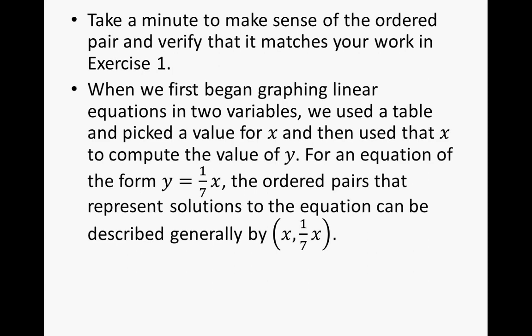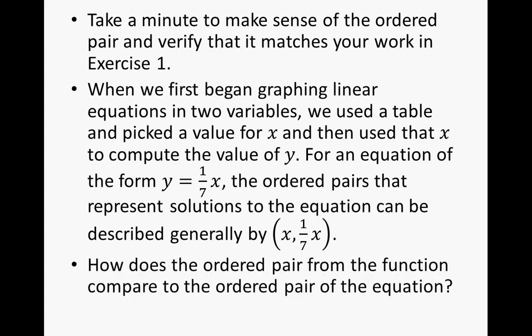When we first began graphing linear equations in 2 variables, we used a table and picked a value for x and then used that x to compute the value for y. For an equation of the form y equals 1/7 x, the ordered pairs that represent solutions to the equation can be described generally by x and 1/7 of x. Why? Because y is equal to 1/7 of x. So the y coordinate can be substituted with the expression 1/7 of x.